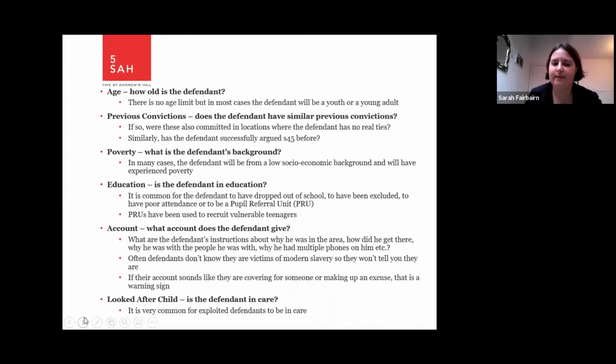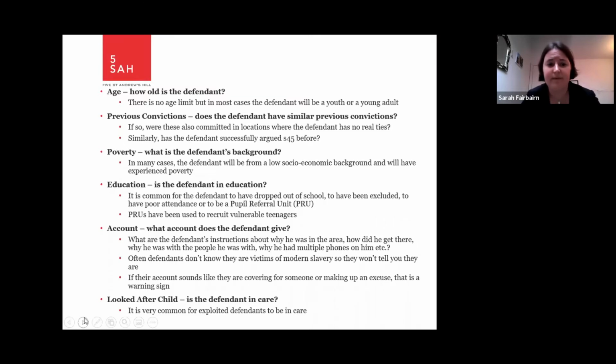Now, on the flip side to previous convictions, has your defendant successfully argued Section 45 before? Now, you won't get that from the prosecution papers, but if you are a solicitor or if you're a barrister, contact your solicitor. They may have represented this defendant before, and they may know about their history. They may know if this is a defence they've run before. So look into their background and see if that assists you at all.